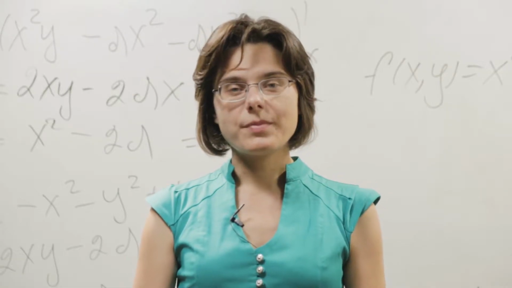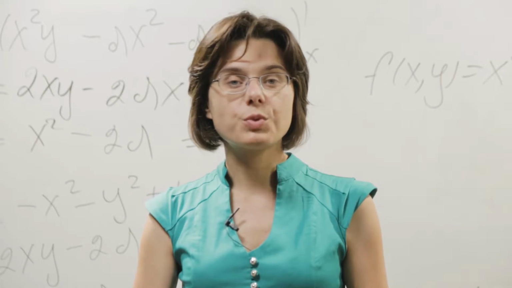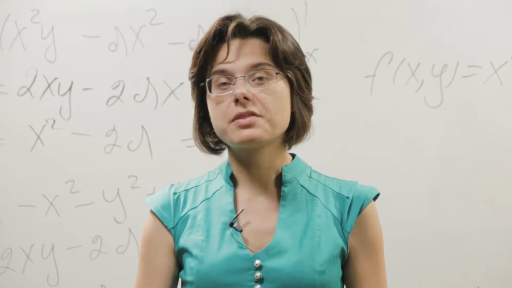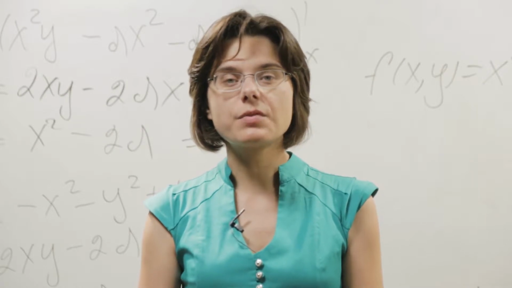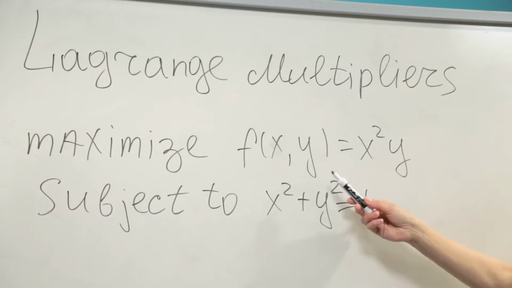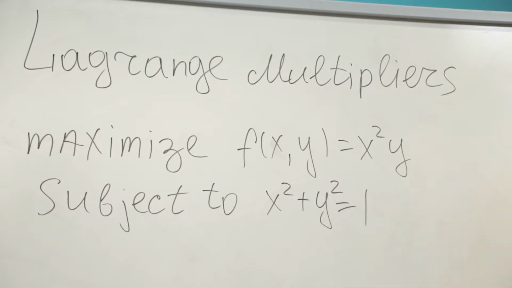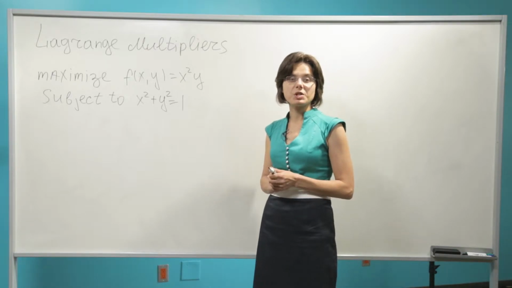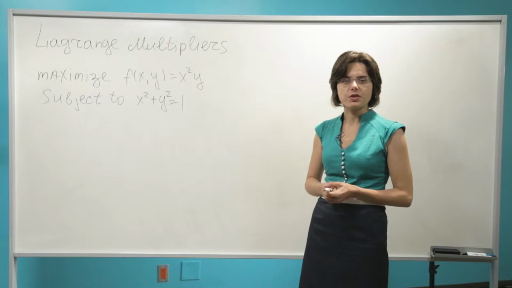Hello and welcome back. This tutorial is about Lagrange multipliers. We will take a different look at the way of maximizing a function. Let us start with an example right away. Suppose we wanted to maximize the multivariable function f of x, y, which is x squared times y, subject to the constraint x squared plus y squared equal to 1. What does it mean, subject to a constraint?